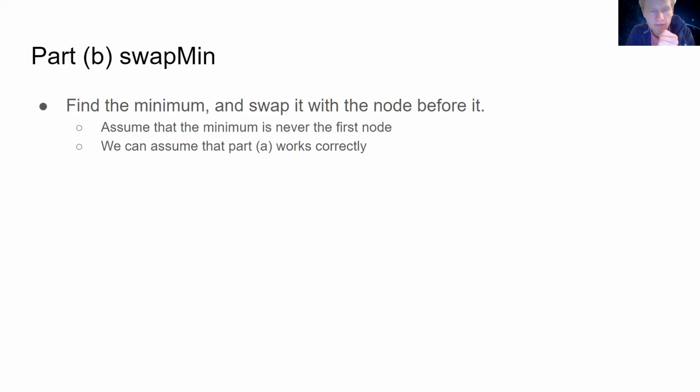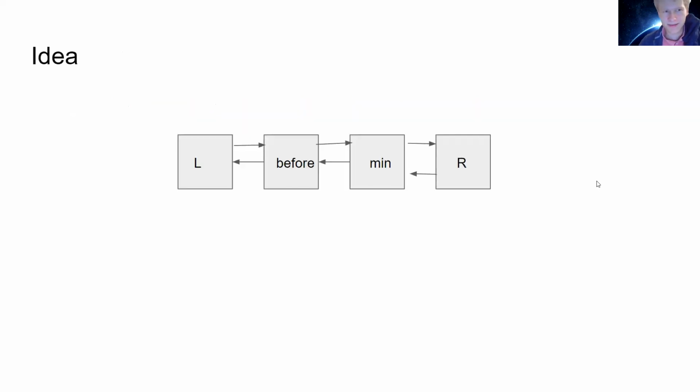Why do we have this assumption? Because if it was the first node and we had to swap with the previous node, what is the previous node? Is it the sentinel? Is it the last node? It's kind of complicated, so we don't worry about this case. Also, we only have 8 lines to do this, so we have to think about how to use our lines smartly.